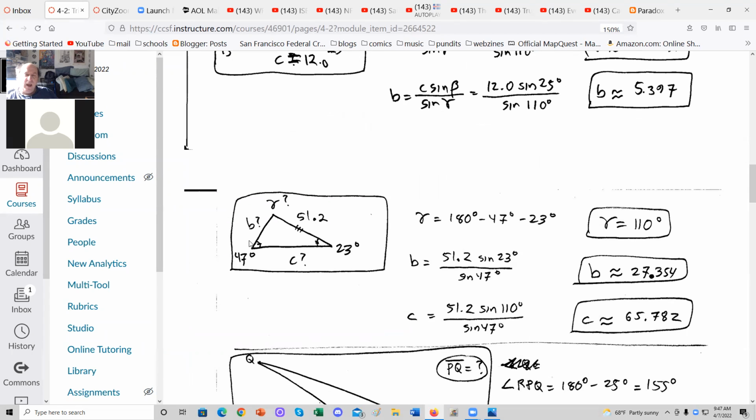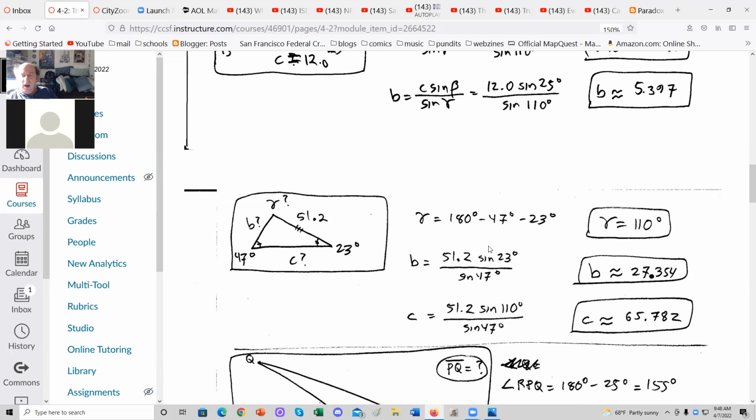You have an angle side problem: 47 degrees for alpha, 23 degrees for beta, and 51.2 for side A. As before, we first find the third angle. Gamma is 180 minus 47 degrees minus 23 degrees, which again comes out to 110. And that's all.